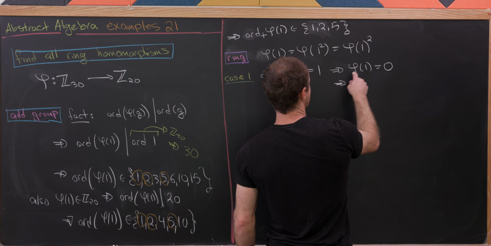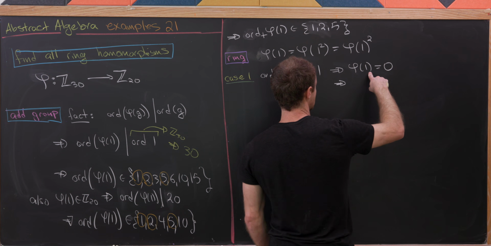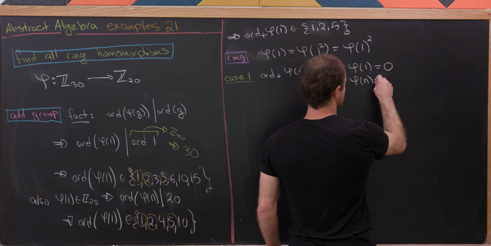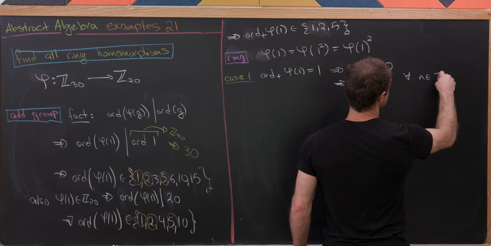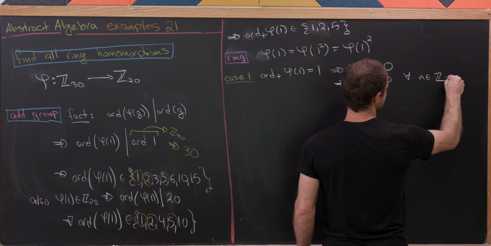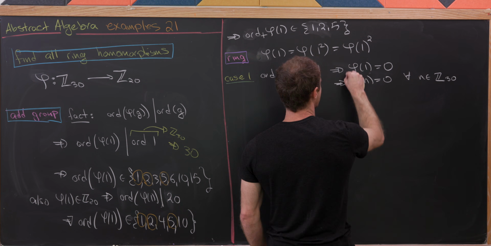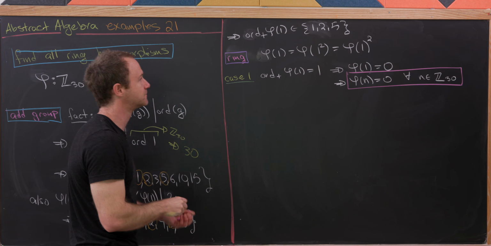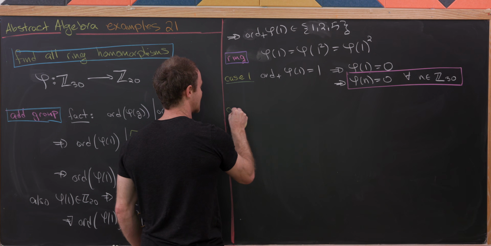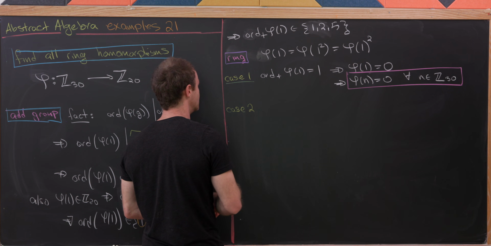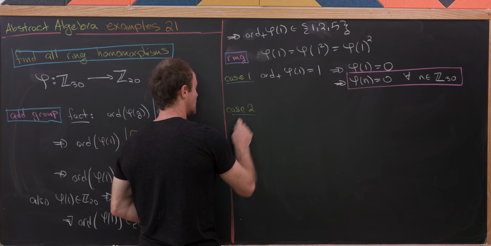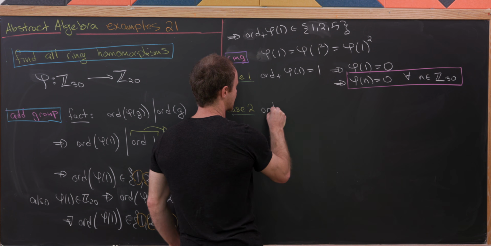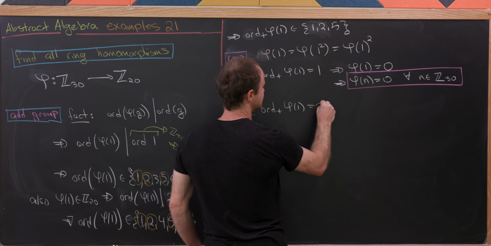So notice if phi of 1 is equal to 0, then by the fact that we're in a homomorphism, that means that phi of n is equal to 0 for all n inside of our domain, which is in this case Z30. Okay, so that gives us one of our homomorphisms, the so-called trivial homomorphism. Now let's move on to the second case, which would be the case when the additive order was equal to 2. So the additive order of phi of 1 is equal to 2.